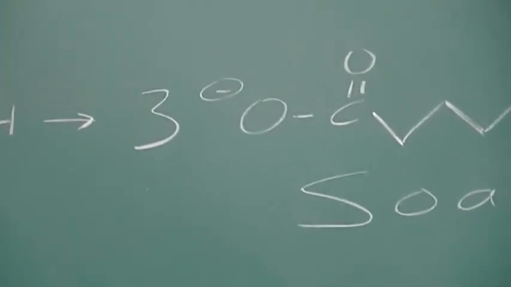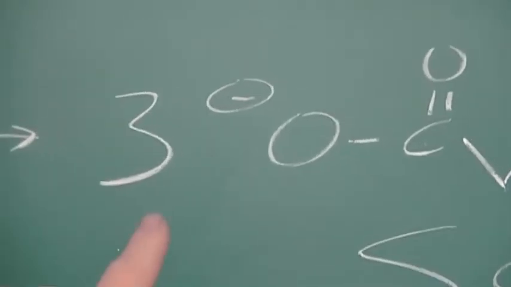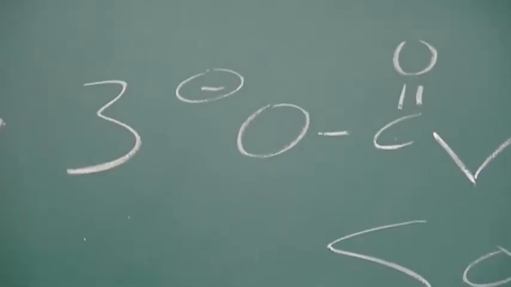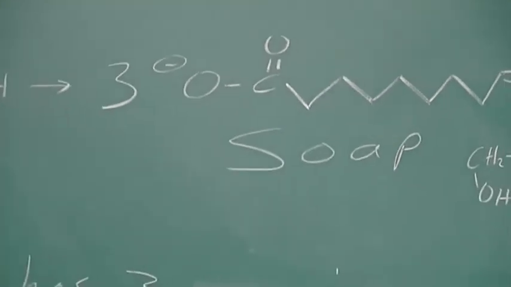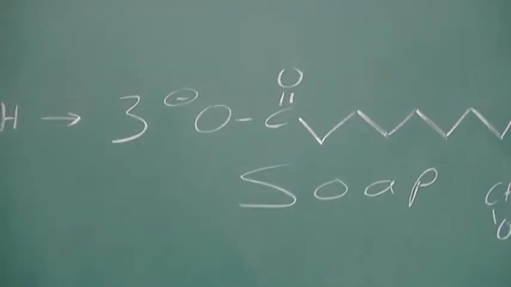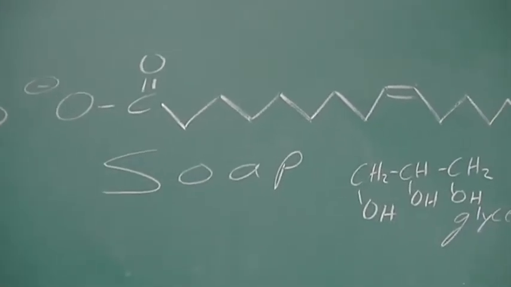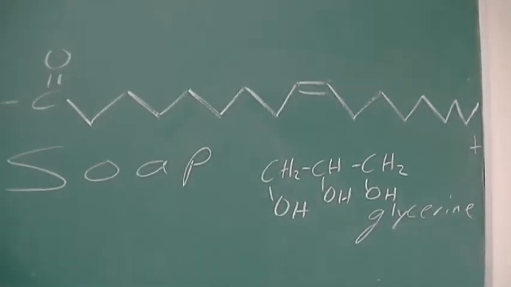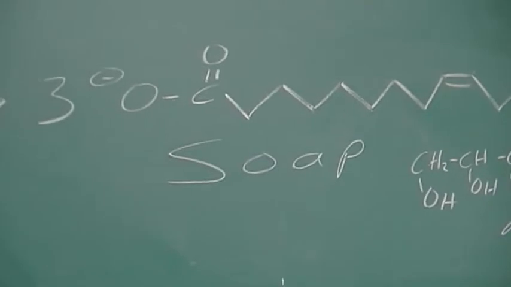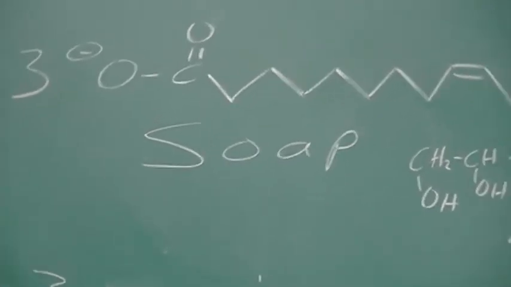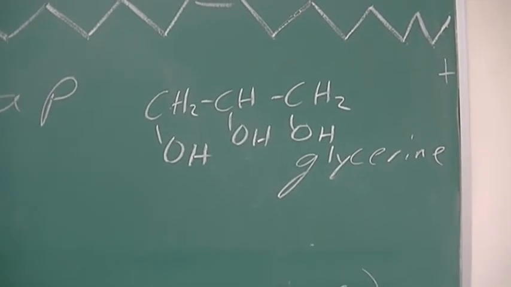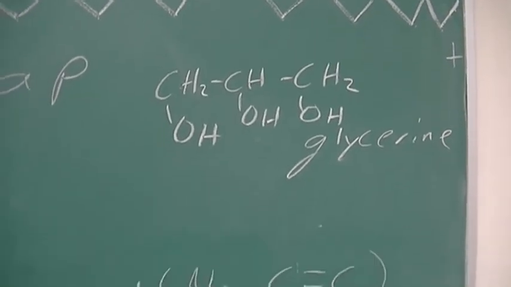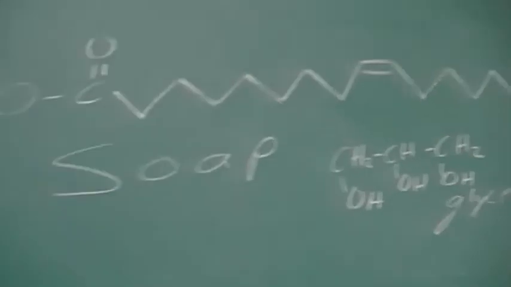And so there is the negative oxygen. There should be a positive sodium with that as well, to make it a neutral compound to balance the reaction. Alright, and so we get three of our deprotonated fatty acids, and that is our soap. And when we make soap, it's called saponification. And we also get glycerin. So you get your glycerin as well as you get your soap.